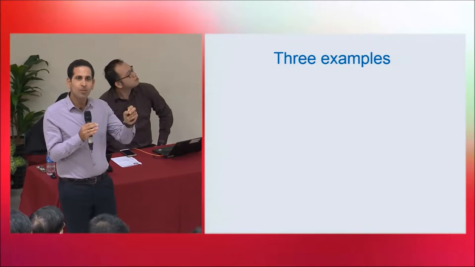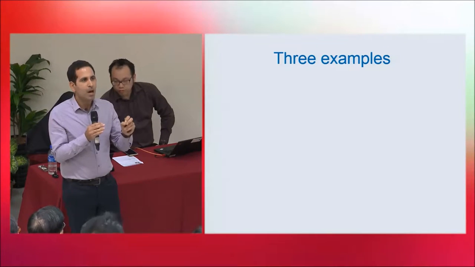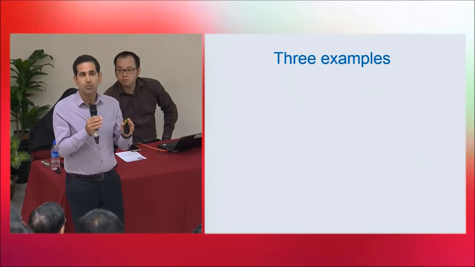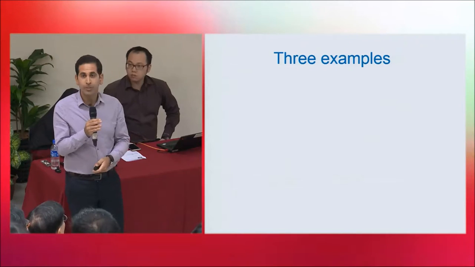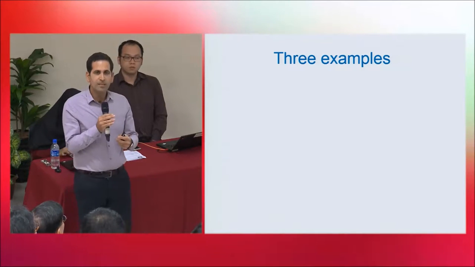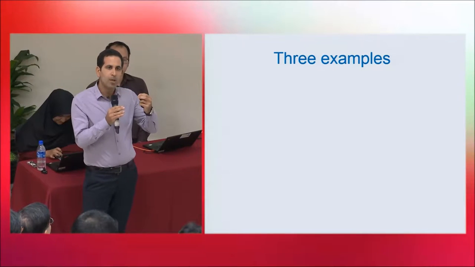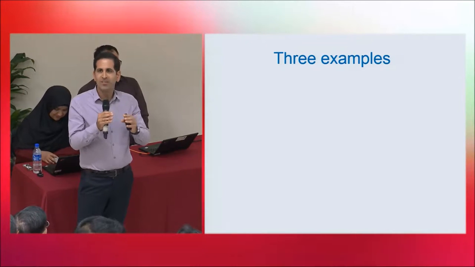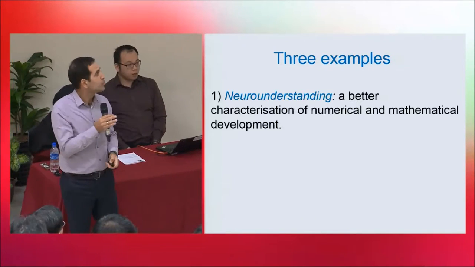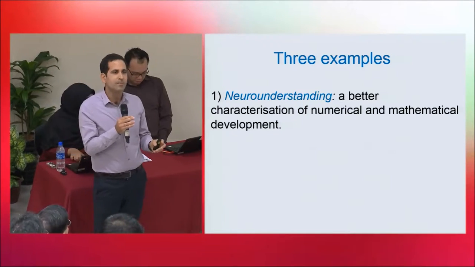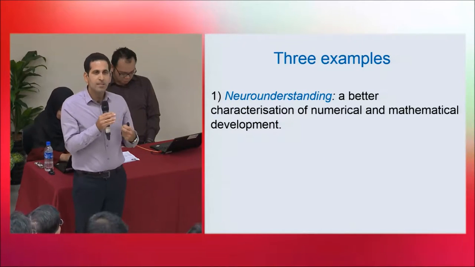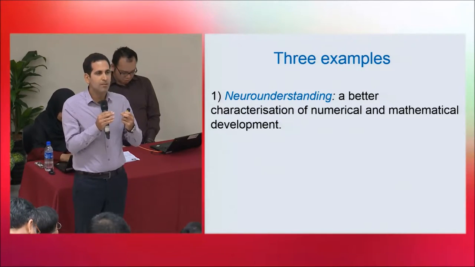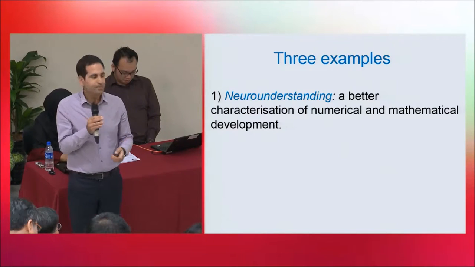And I would like to talk now about three examples of how educational neuroscience has the potential to contribute to numeracy. And I'm going to divide these examples into three fields that educational neuroscience can contribute to. You can even divide it into more than three, but I'm going to focus on three. The first one is neurounderstanding. And here the idea is how neuroscience can allow us to have a better biological understanding of numerical learning.